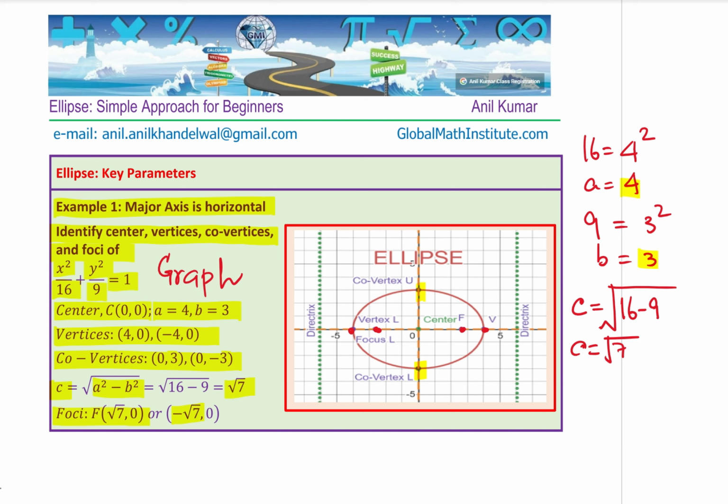Correct? So now the question for you is: find the equation of directrix.